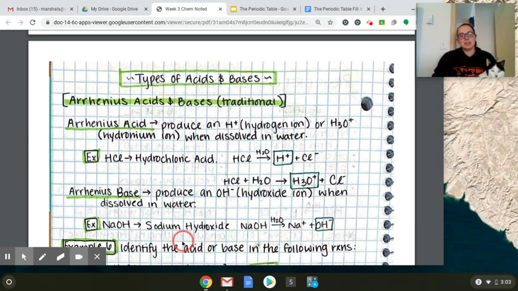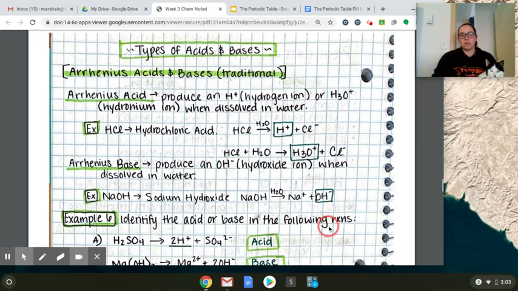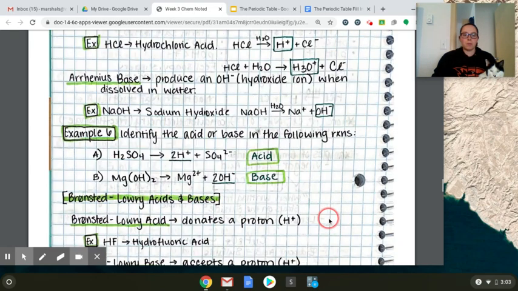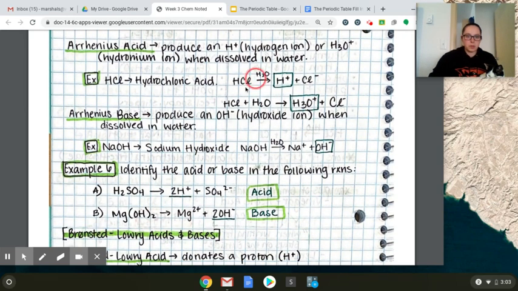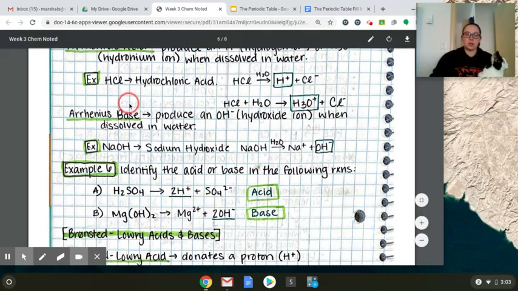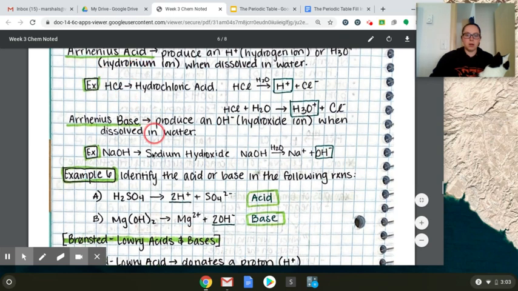Example number 6 says identify the acid or base in the following reactions. Here we have H2SO4. It was in our list of common acids, but the way that you would confirm that this was an acid was because of this H plus right there. It's producing an H plus. That is our definition of an Arrhenius acid up here.